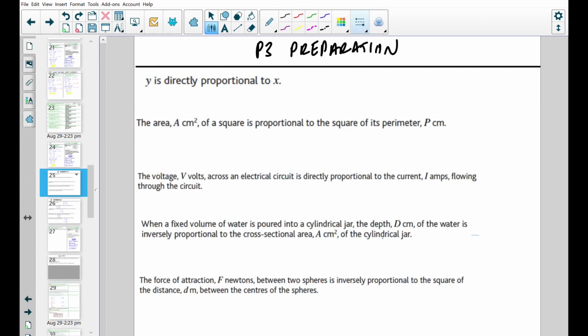Not questions, the first part of the question, the first sentence of an actual question. We need to be able to use these sentences here and express them mathematically. What's the first thing that comes to mind? So I'll do the first 2 for you, and then you will do the remaining 3.